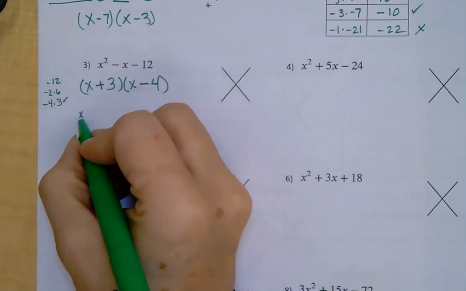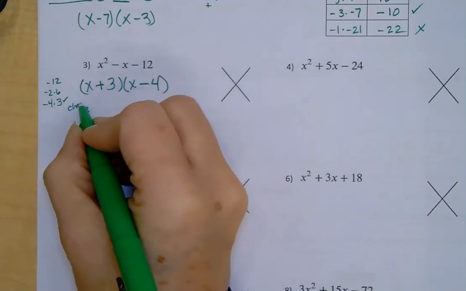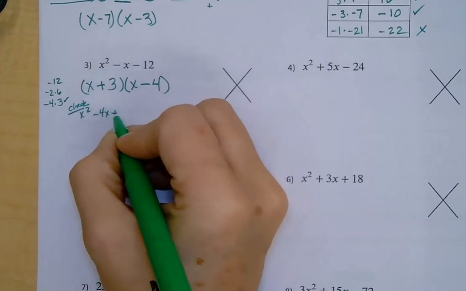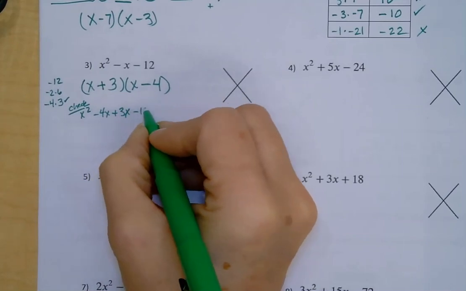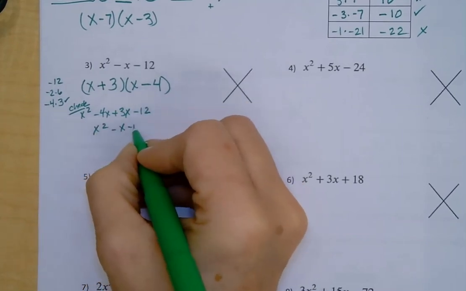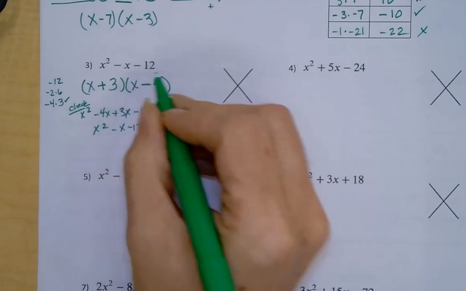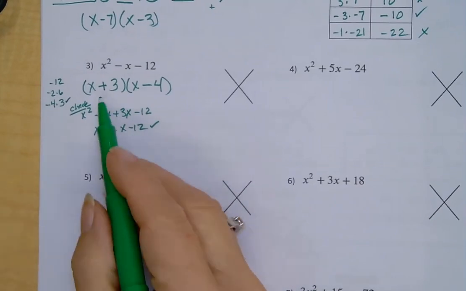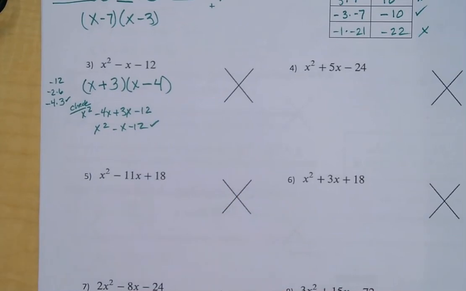x times x would be x squared. This is my check. Outer would be -4x, inner would be 3x, and last would be -12. So when I simplify, x squared minus x minus 12, it worked, right? It matches the trinomial that I started with, so I know I've got the right factors. It's important to check, especially when you have any negatives at all, because you just want to be sure that you didn't accidentally switch your plus and your minus.